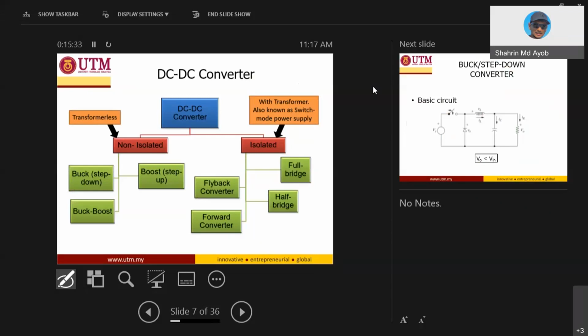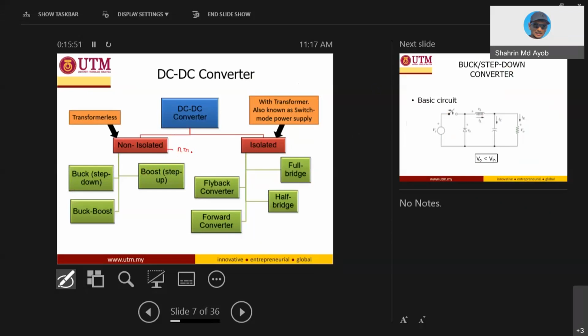Okay, from here, you can't see, sorry for that, because this one is uncontrollable. Can't see, right? Because my screen is white, my background is white.